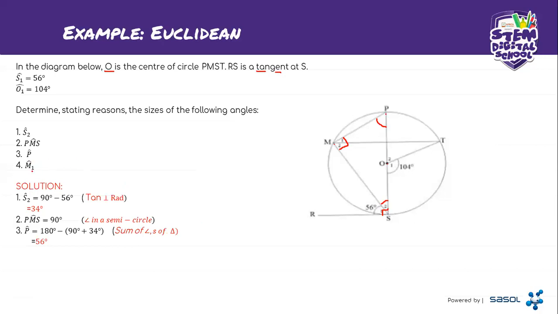The last question says determine angle M1. Let's go and look for angle M1. Let me just remove this one. You remember earlier on we determined the whole angle, which is angle M. But now they're only interested in this angle there. Let me just show you. Let me just remove that one.